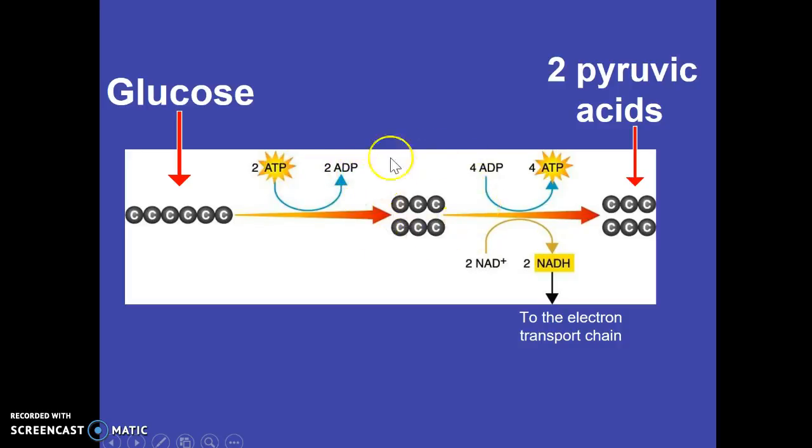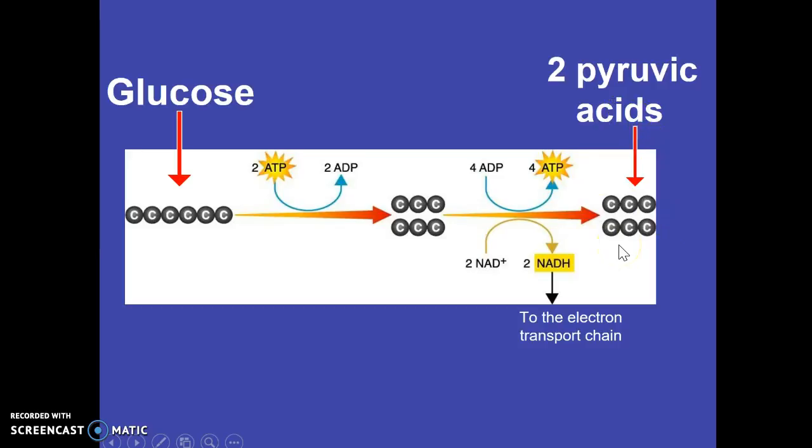Okay? Then once we're able to convert it to 2 pyruvic acids, this process makes 4 ATP, and it makes 2 NADH. So if we have 4, but we needed 2, that's where the 2 net comes from. So overall, we get a total of 2 ATP, and we get our 2 pyruvic acids.